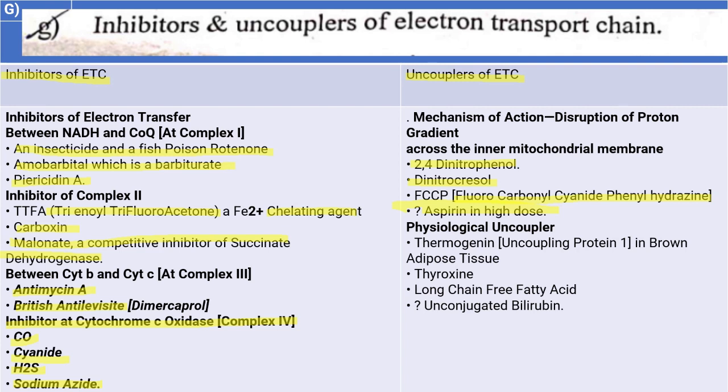What are the physiological uncouplers? In these, thermogenin is an uncoupler, which is responsible for disturbing the electron transport chain. Then thyroxine, long chain free fatty acids, and unconjugated bilirubin. These are the physiological uncouplers. A separate question may come: what are the physiological uncouplers of the electron transport chain?